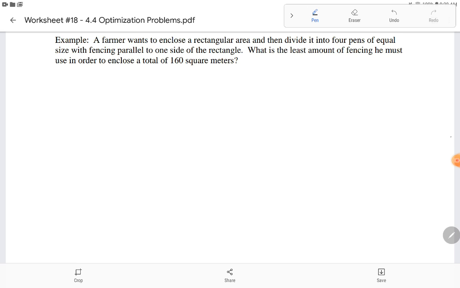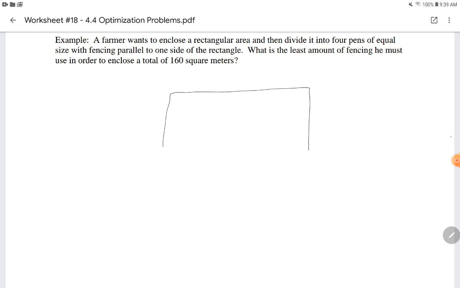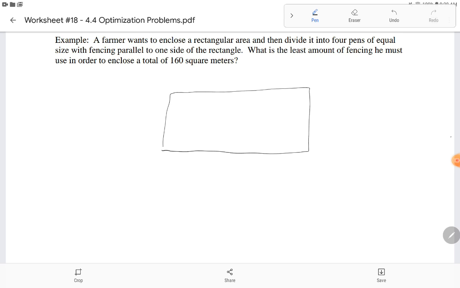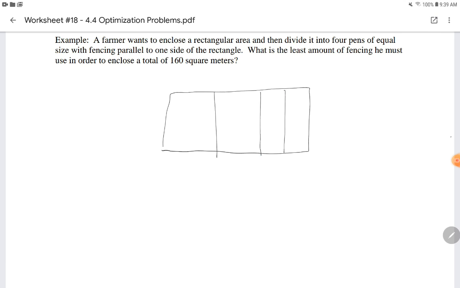Farmer has this rectangular area. So a rectangular area, let's say this is the rectangular area, and then he wants to divide it into four pens of equal size with fencing parallel to one side of the rectangle. So that means something like this. That is three. Whoops. Let me fix that. That's going to bother me.